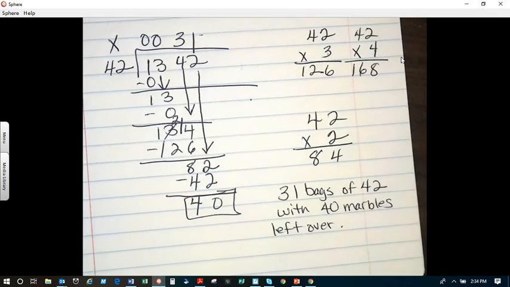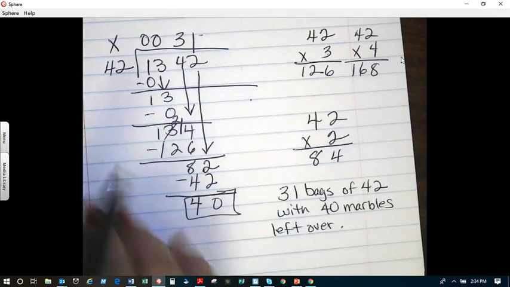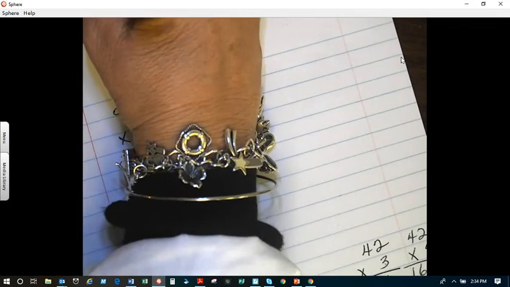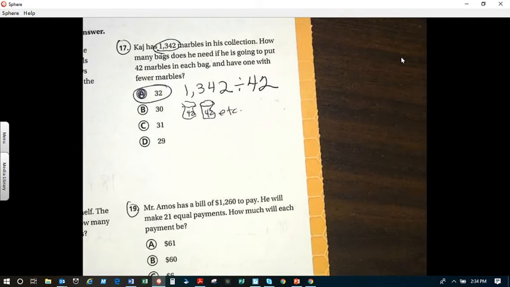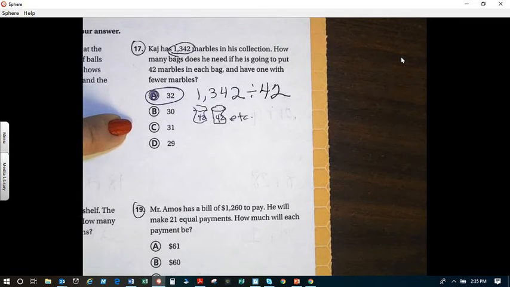How many more bags do I need? Yeah, I have to have one more. So how many total bags will I need? I need to have 32. Okay? Oops, sorry about that. There we go. So I need to have 31, then each will have 42, and then I'll have one bag that has 40. So there's going to be a total of 32 bags.